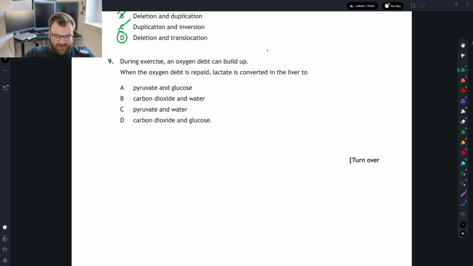In this one, we're talking about fermentation. And here they're saying once the oxygen has been replenished, then we're reversing that conversion. During fermentation, pyruvate is changed into lactate. So here we're going to be going backwards to making pyruvate. And pyruvate was formed when glucose was broken down. That would make our best answer A for that one.